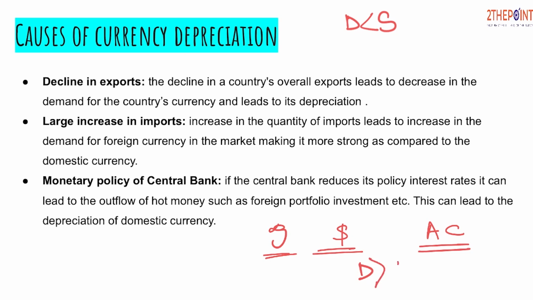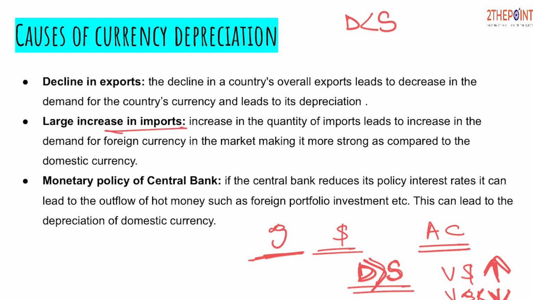So demand is more and supply is less, which means the value of the dollar is increasing, which means the value of the Indian rupee is decreasing. Whenever the value of one currency appreciates, it automatically leads to depreciation in the value of the other currency. In this case, due to increased imports, the demand for dollars went up and supply is less, so the value of the dollar appreciates and the value of the Indian rupee depreciates. So heavy imports in the country lead to currency depreciation.